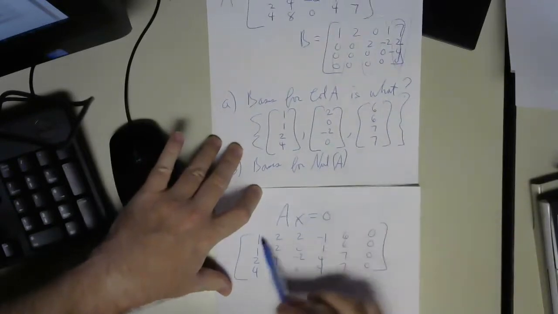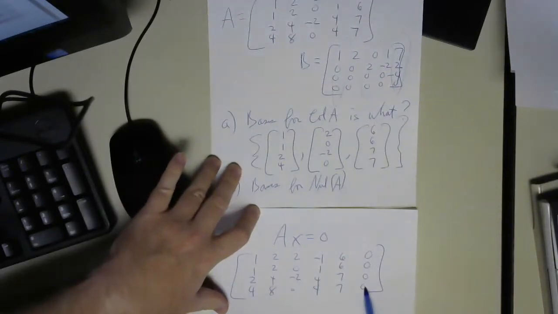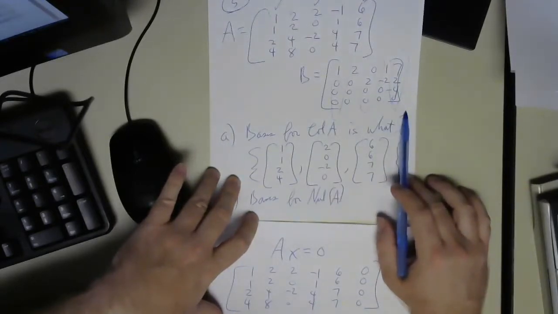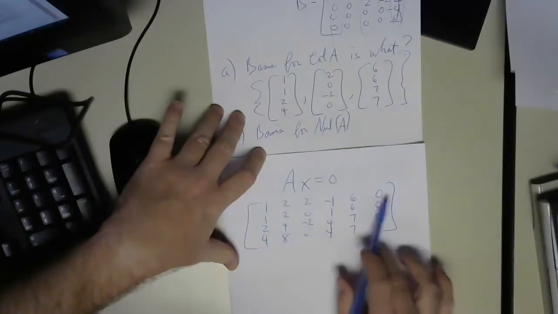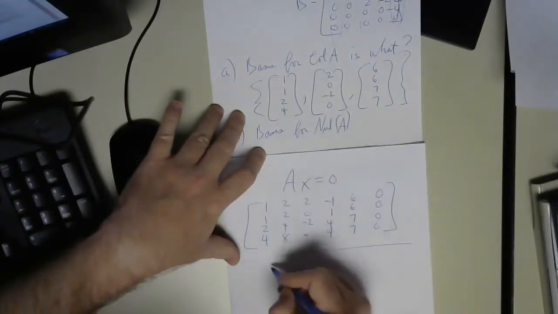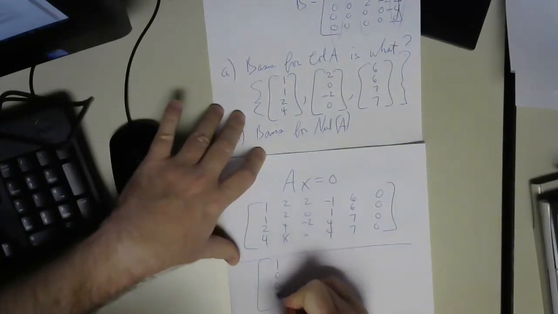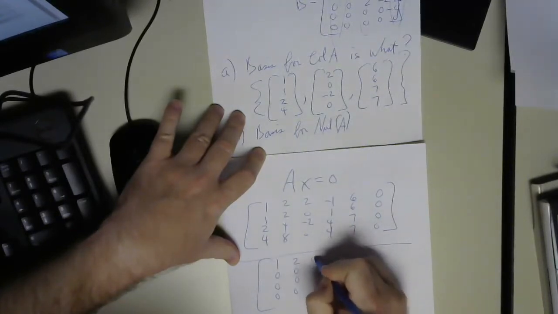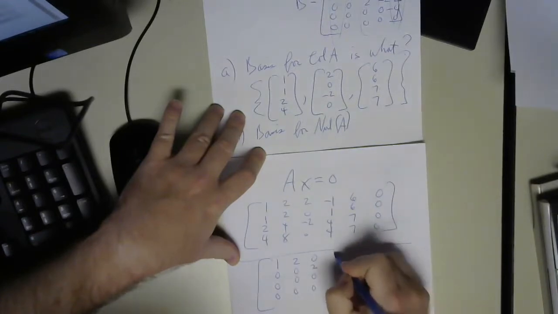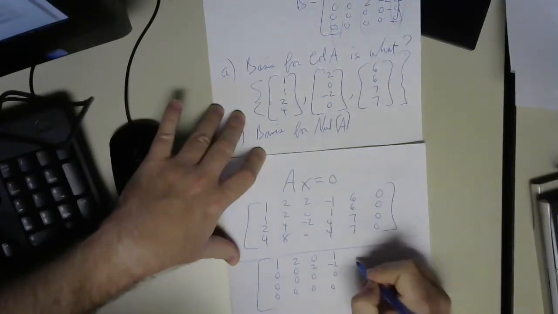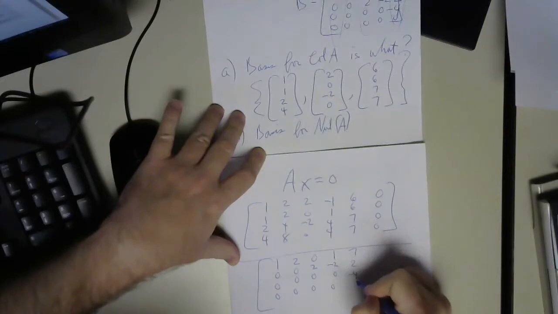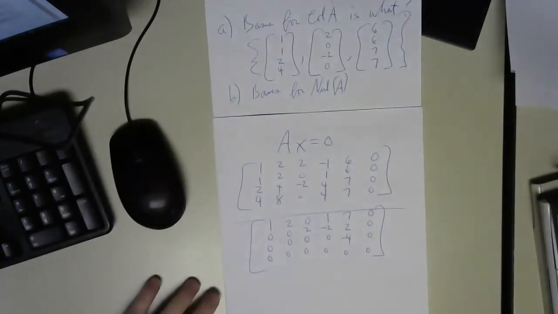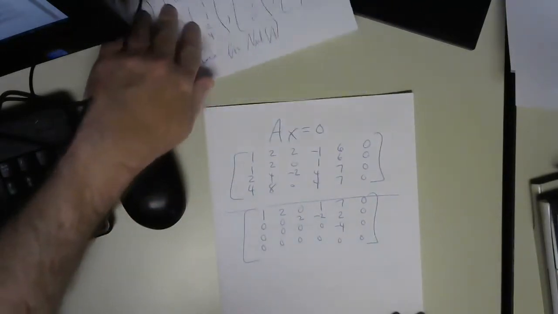So when we change this thing into echelon form, it's going to look just like B, except we're going to have a last column of zeros. So you don't really have to go through a lot of trouble. Just write down B, but just insert an extra column of zeros. So that would be the augmented matrix in echelon form.